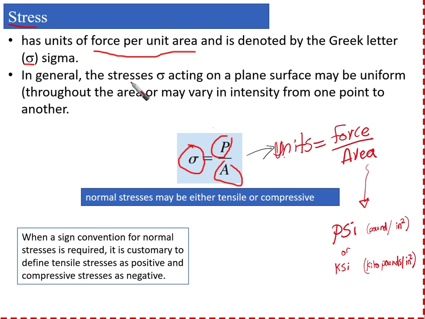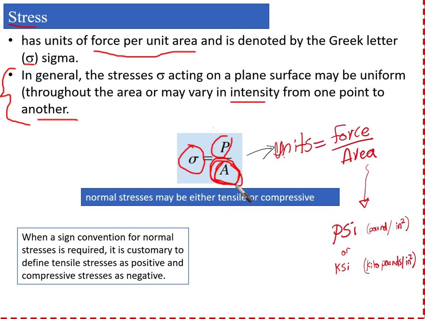In general, the stresses sigma acting on a plane surface may be uniform throughout the area, or may vary in intensity from one point to another. This is something we need to keep in mind. I'm going to give some hints about it later. But in general, sigma acting on a plane surface is commonly uniform. We are going to presume that the force is acting upon the whole area in a uniform way.